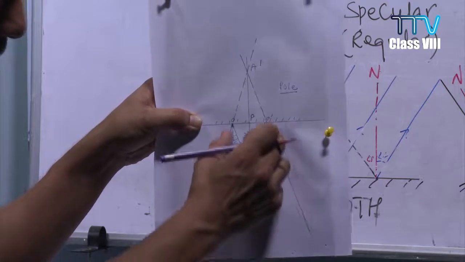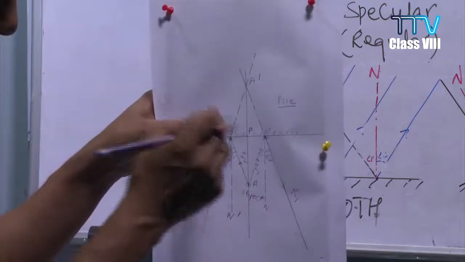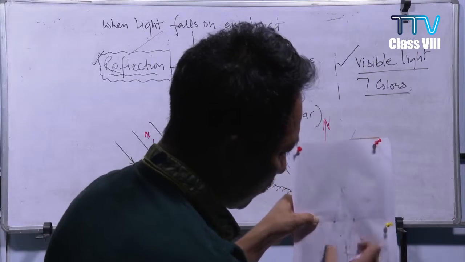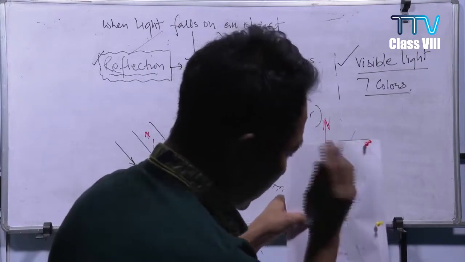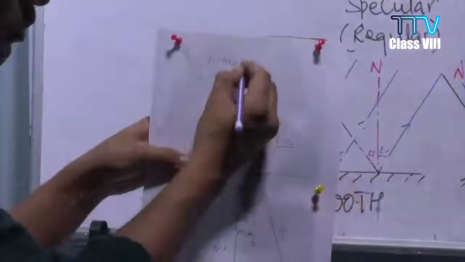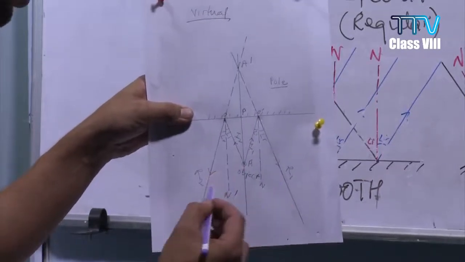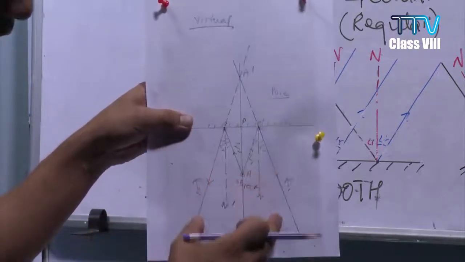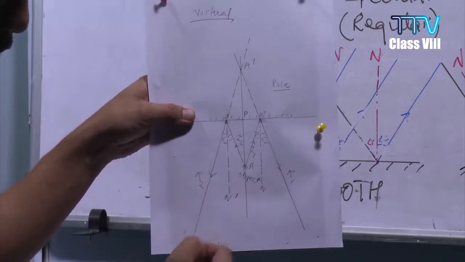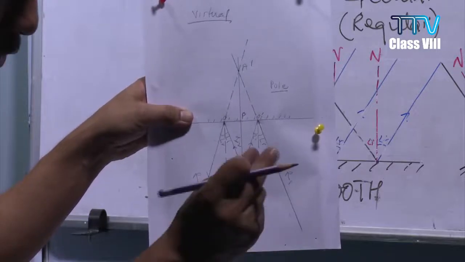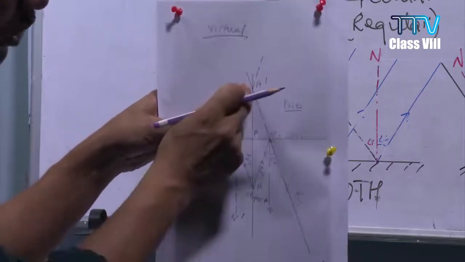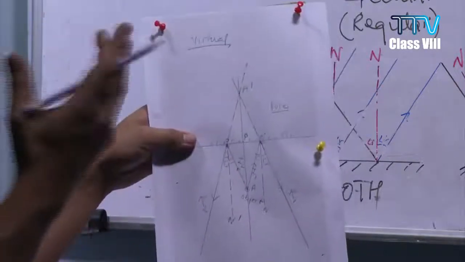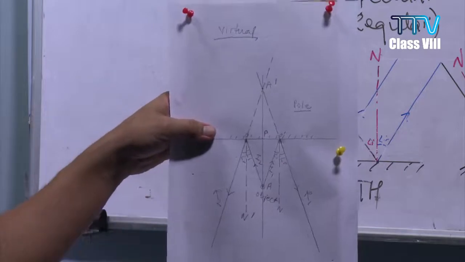But when we produce them backward, they appear to meet, and the image is formed there. When the two reflected rays are not actually intersecting but only appear to meet when extended backward, the image formed is called a virtual image. So when we look into a mirror, we see the image, but the rays do not actually meet there.